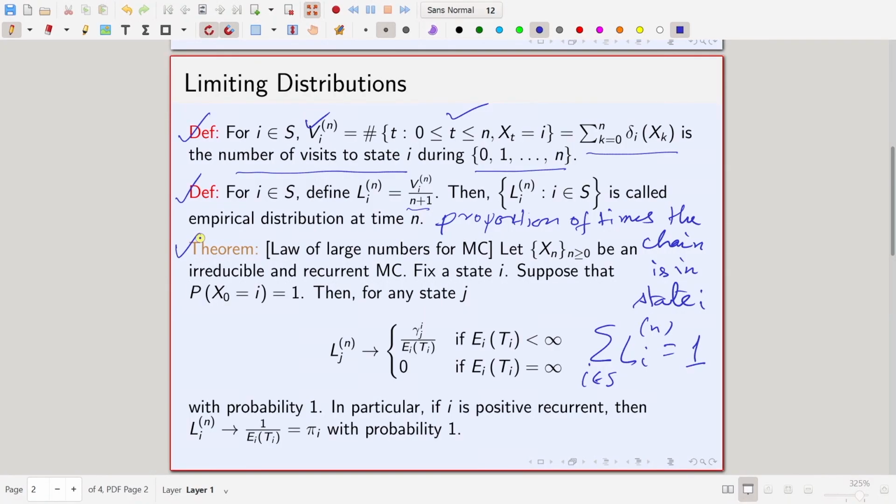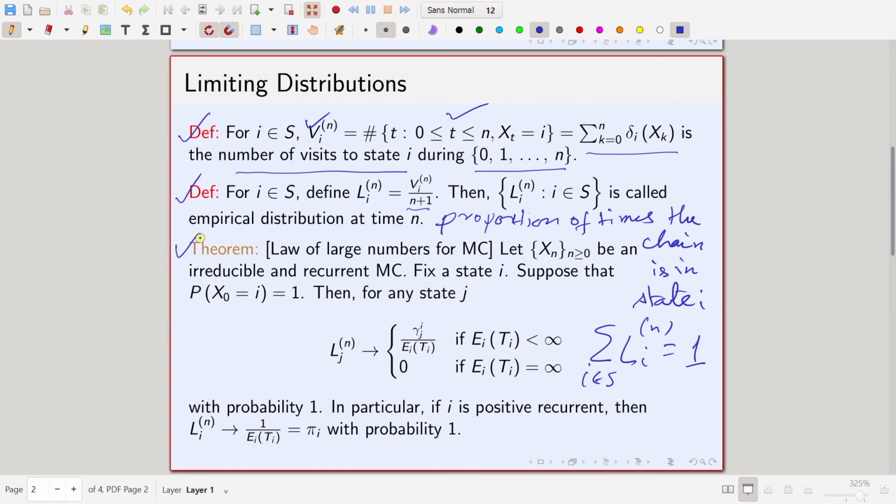So if I am tossing a coin infinitely many times, and I am looking at the proportion of times the coin lands head in the first n tosses, then if I take n going to infinity, it converges to the probability of head. That is one implication of the law of large numbers. So here I am calling this theorem the law of large numbers because it tells us the limit of this li(n), which is also the proportion of times the chain is in state i. Okay. So, let Xn be an irreducible and recurrent Markov chain.